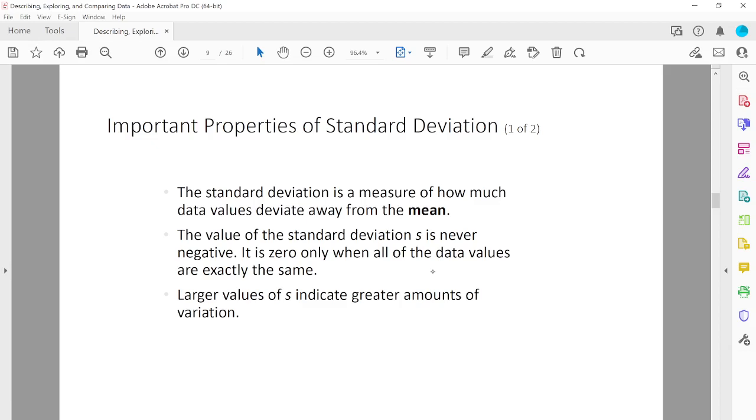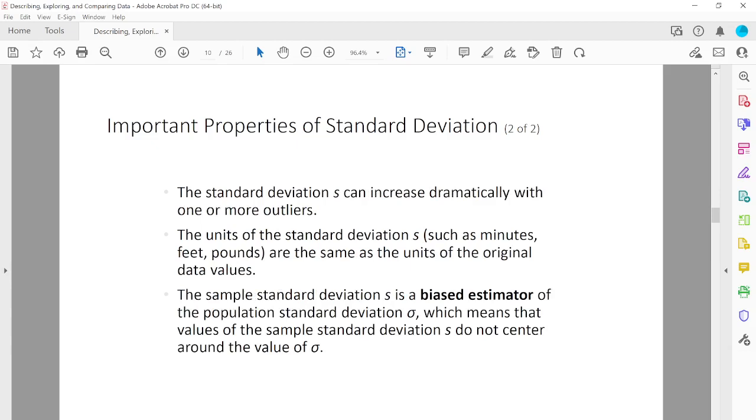A standard deviation of 0 means all the data values are exactly the same, and the larger the value of standard deviation, the more the data vary. Okay, the variation is huge. As usual, the standard deviation can increase dramatically with one or more outliers, so it's not resistant. The sample standard deviation is a biased estimator of the population standard deviation, which means that the values of the sample standard deviation do not center around the value of the population standard deviation.